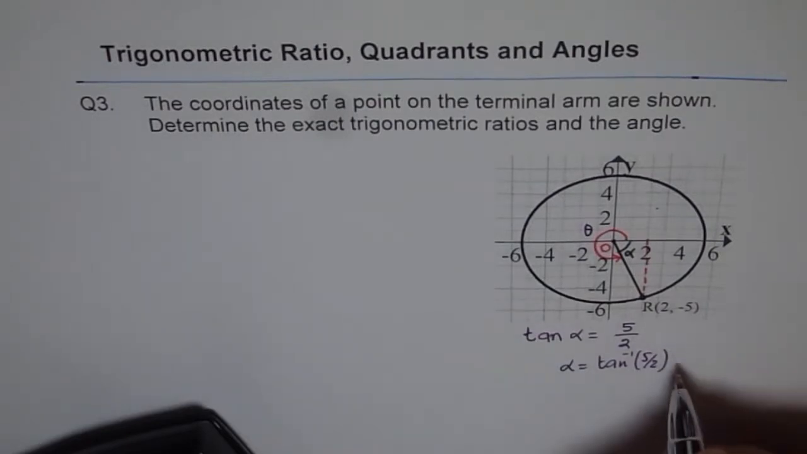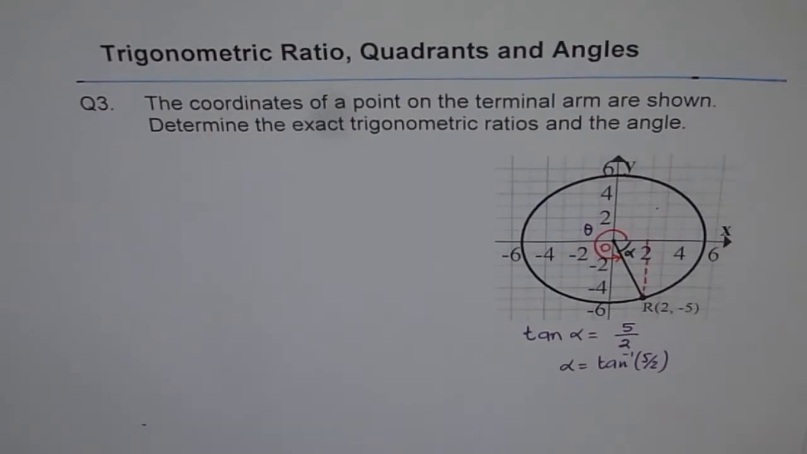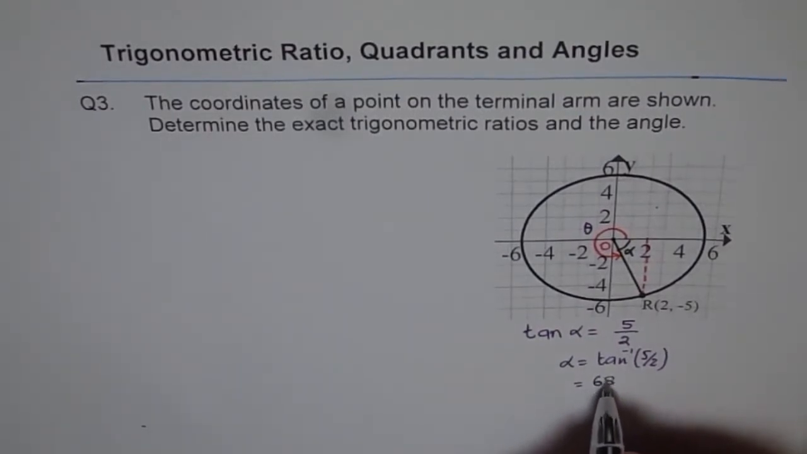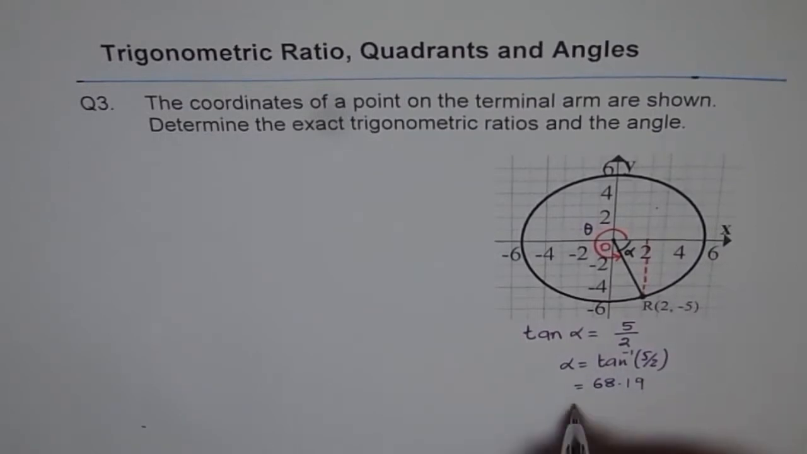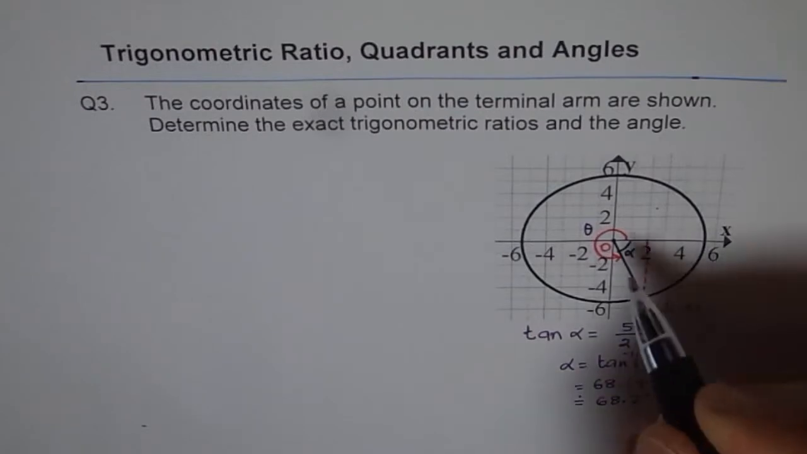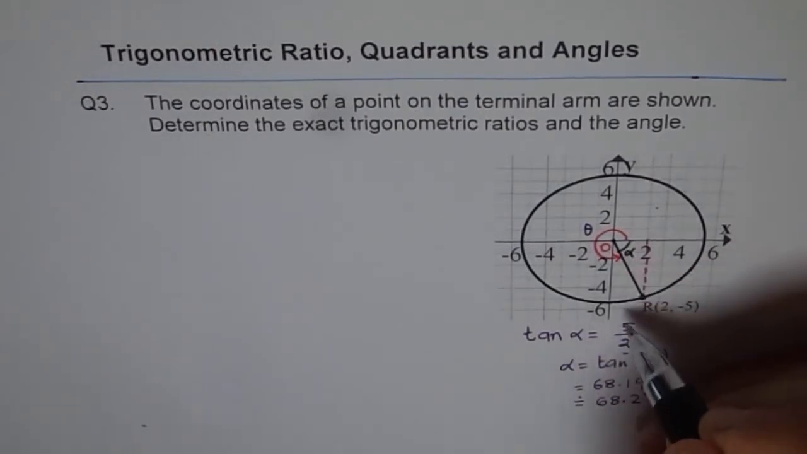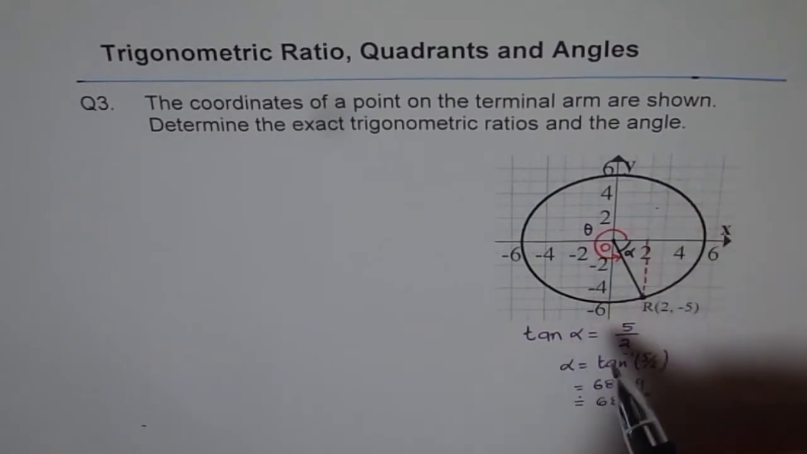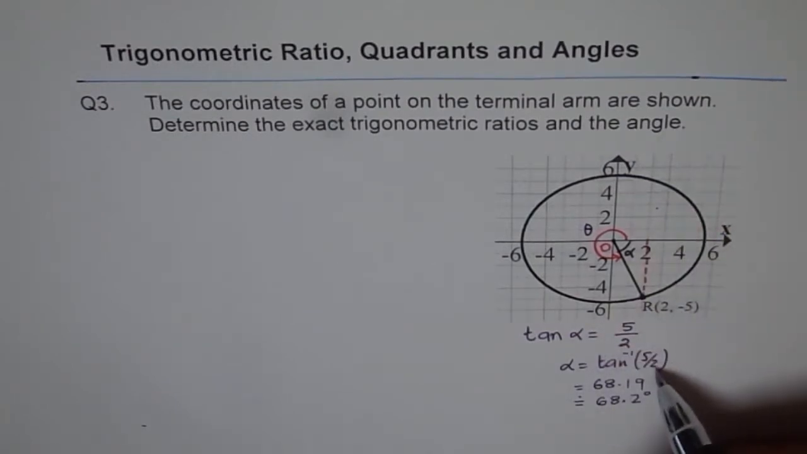68.19. So let me write down here 68.19, right? You can round your answer to one decimal place and let it be 68.2 degrees. So this is my angle alpha, right? So that is my related acute angle. We will always assume this triangle to be in quadrant 1 and always take these values positive. Okay, let that be a rule.